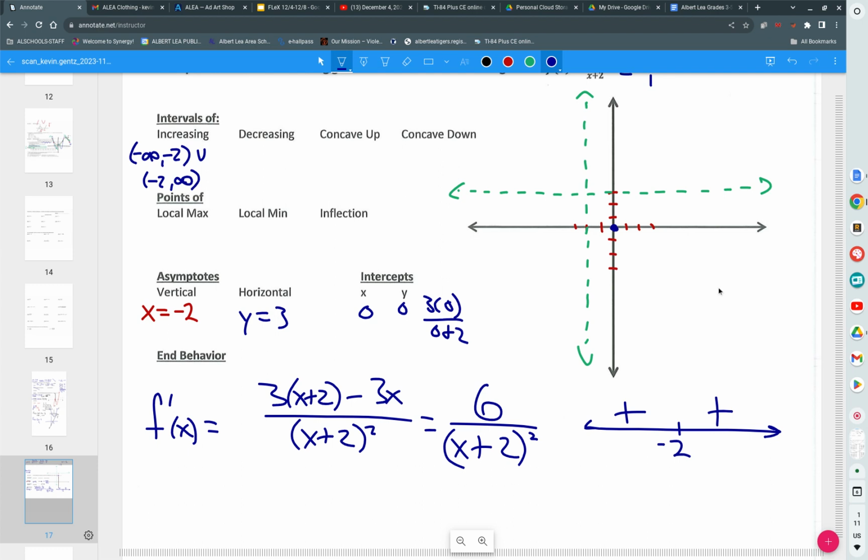Is it ever decreasing? No. Does it have a local max? No. Or a local min. Never changes sign. So I can be absent on both of those.